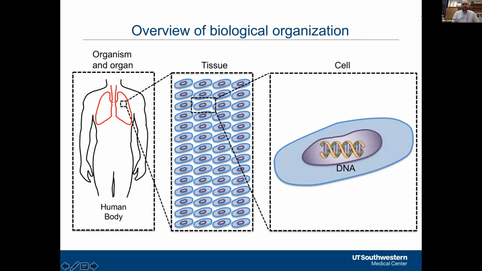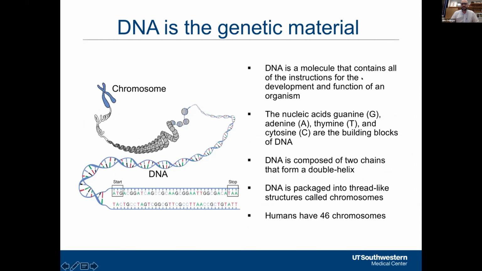Before I get started on preclinical models of complex lymphatic anomalies, I thought I would just briefly give an overview of biological organization. In these cartoons, they depict an organism. Organisms are made up of different organ systems and organs. Organs are made up of tissues, and tissues are made up of cells. When we look closely at cells, you can see within the nucleus of the cell is DNA. DNA is the genetic material. It's the molecule that contains all the instructions for the development and function of an organism.